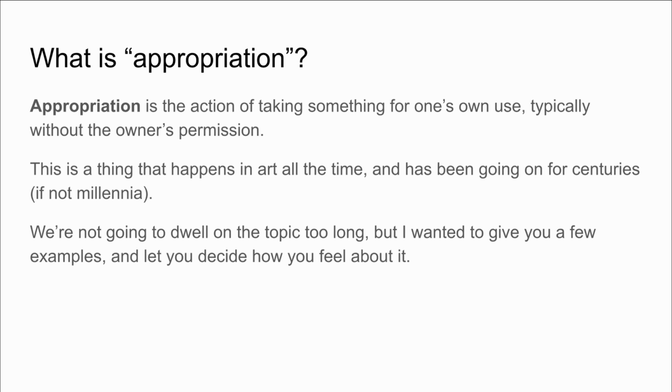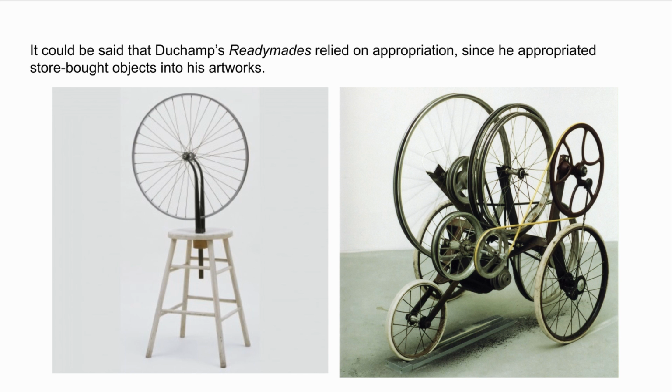But in art, it's a thing that happens all the time, and it's been going on for centuries, if not millennia. We're not going to dwell on the topic too long, but I wanted to give you a few examples, let you decide how you feel about it. These are things that we have looked at briefly during our modern and contemporary art history units. So it could be said that Duchamp's ready-mades relied on appropriation since he appropriated store-bought objects into his artworks, right? So we're getting away from that cultural idea of appropriation and more into the industrial idea of appropriation, right?